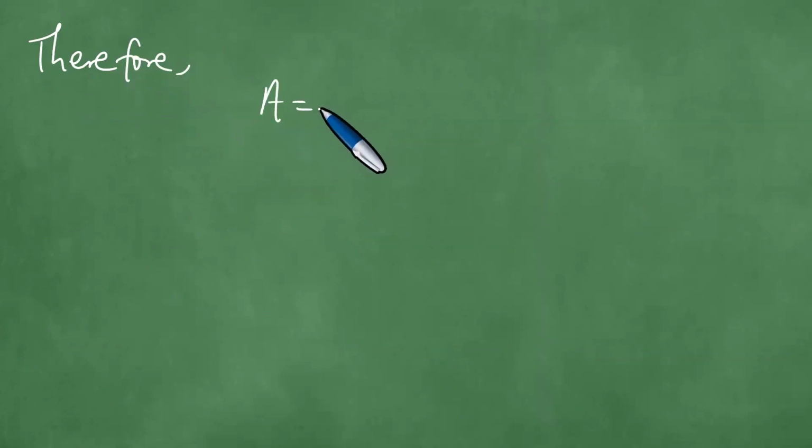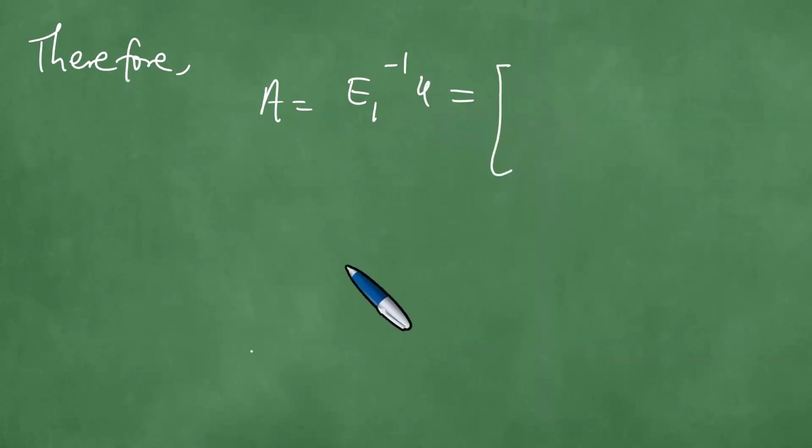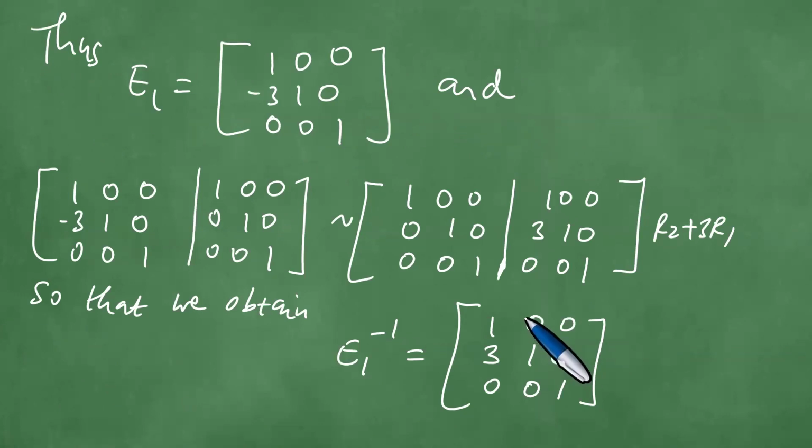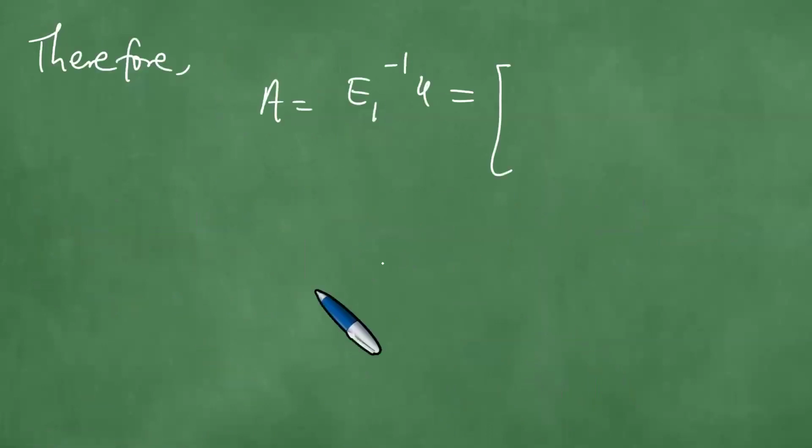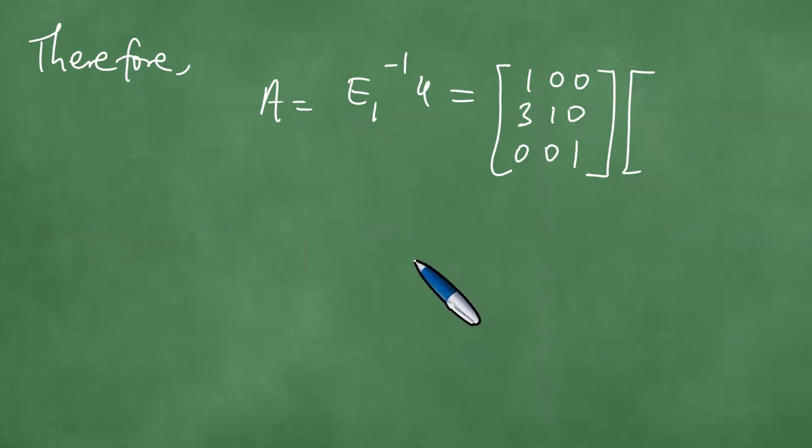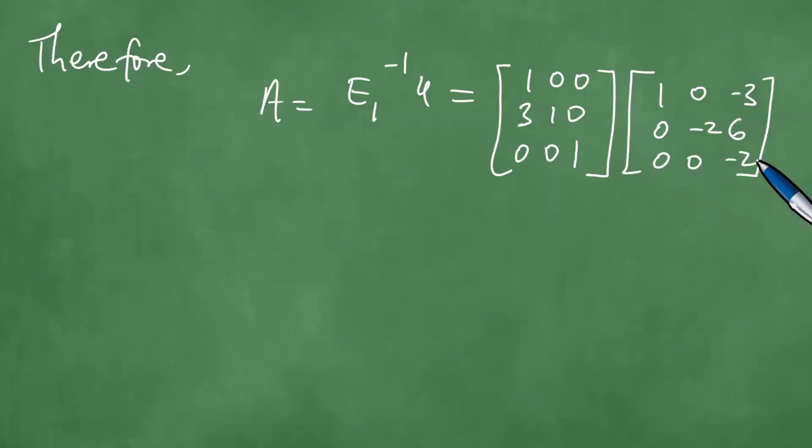the matrix A, we have already seen that, can be written as E1 inverse U. And what is E1 inverse? E1 inverse is actually the same as 1, 0, 0, 3, 1, 0, 0, 0, 1. And what is then the upper triangular matrix? 1, 0, minus 3, 0, minus 2, 6, 0, 0, minus 2. Okay, so this therefore becomes the matrix A written as a product of an elementary matrix and an upper triangular matrix U. Right, now this should be the answer to the problem.